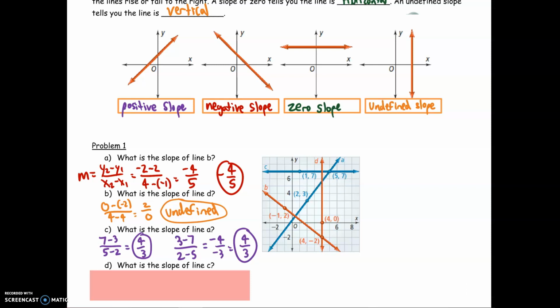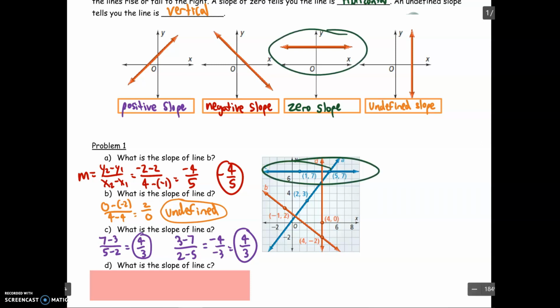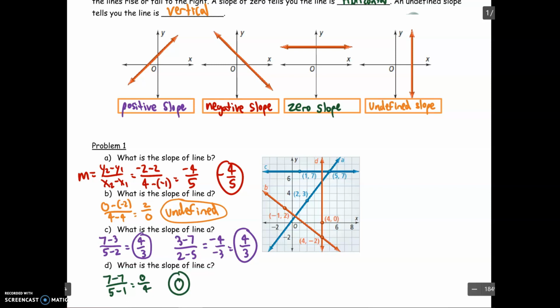If I was trying to find the answer for our last line, looks like C, again, I could just match the fact that it looks like a zero slope because it looks like a horizontal line. But just like our previous answer for part B, it looks like this is backed up by the slope formula as well.